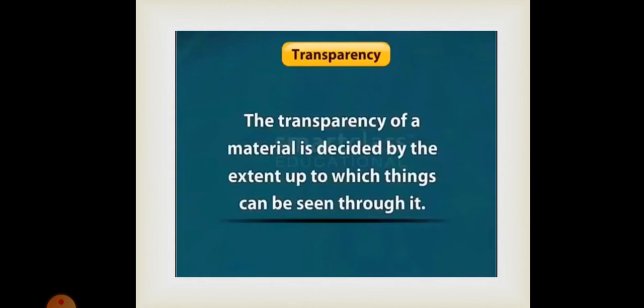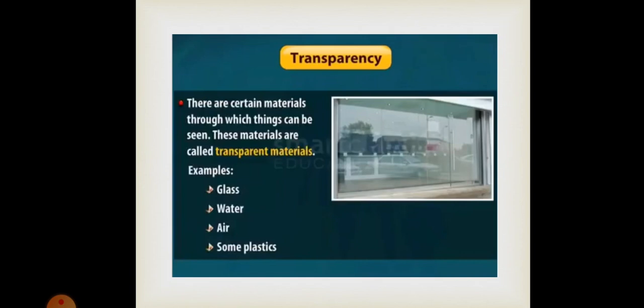So here's the last property that we are going to study, transparency. The transparency of a material is decided by the extent up to which things can be seen through it. There are certain materials through which things can be seen. These materials are called transparent materials. Example: glass, water, air, some plastics.